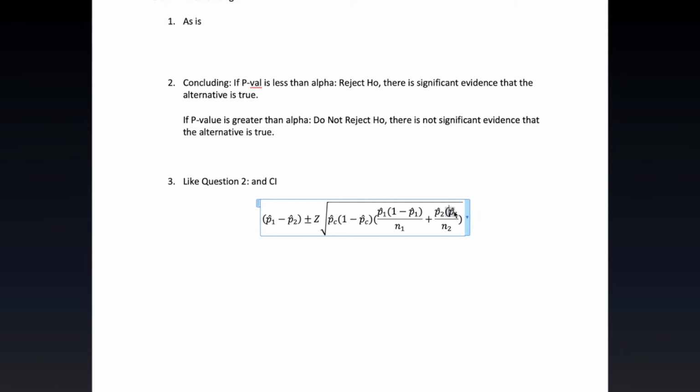And 1 minus. All right. So the main thing I want to point out, and this is kind of why I showed you me typing it out, is notice this time what we have inside of this confidence interval formula is that we've got our P1 hat and our 1 minus P1 hat over N1, now our P2 hat and our 1 minus P2 hat over N2.